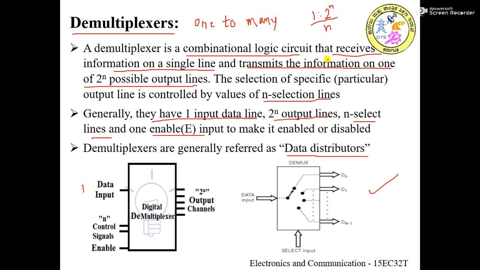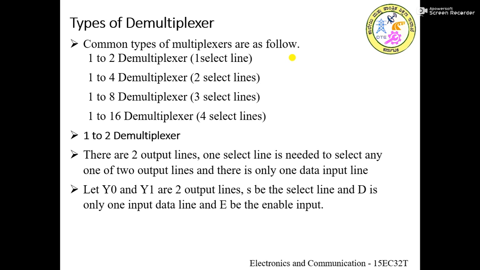On which output line this particular data is to be routed depends upon the content of the selection lines. Okay, and the logic system is written in this form, that is 1 is to 2 to the power of n, with n number of select lines. Next we will see the variants, or you can say the types of demultiplexers. As I told you, this is a 1 is to 2 to the power of n logic system with n possible select lines.